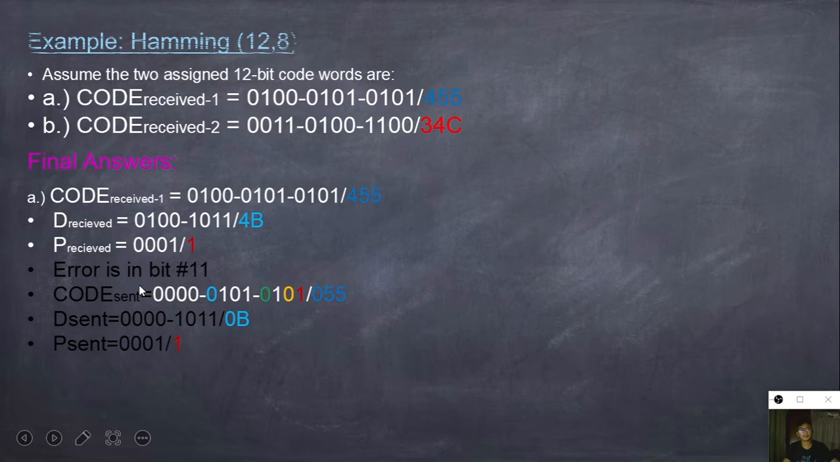The correct code sent is equal to 0000 0101 0101 and has a hexadecimal value of 055. The data sent equals 0000 1011 and has a hexadecimal value of 0B. The parity sent equals 0001 and has a hexadecimal value of 1.